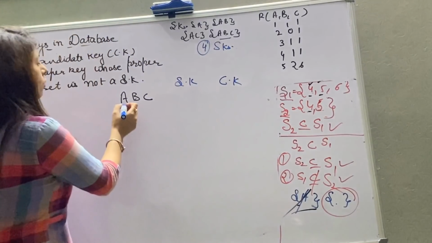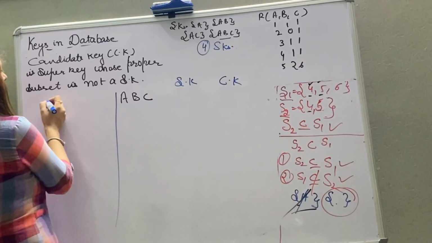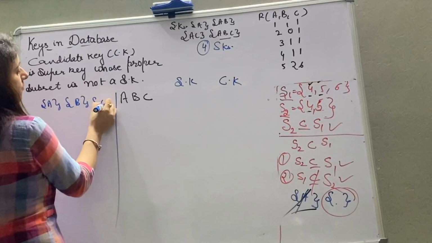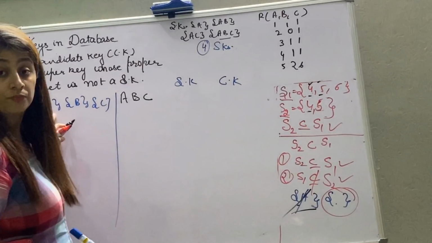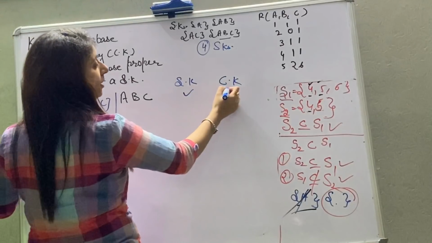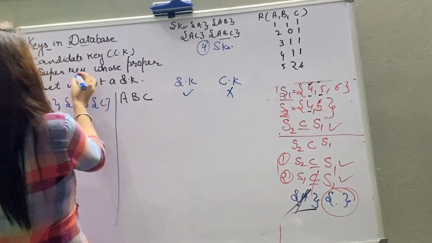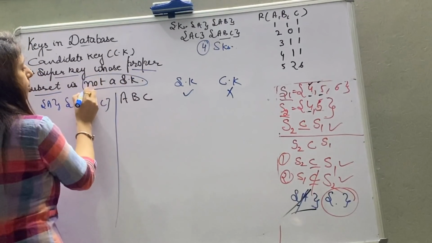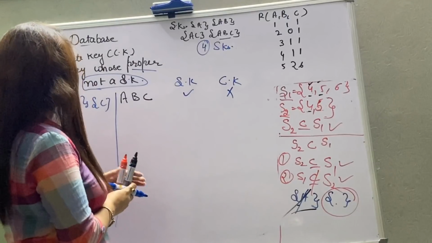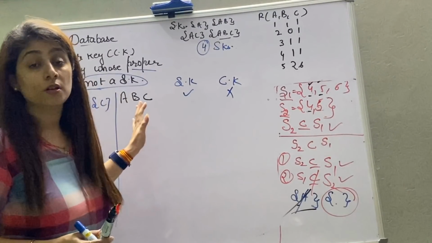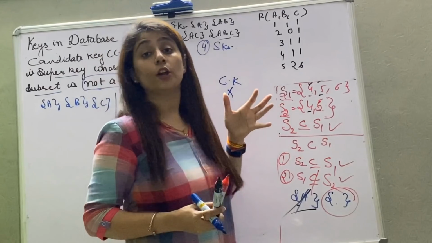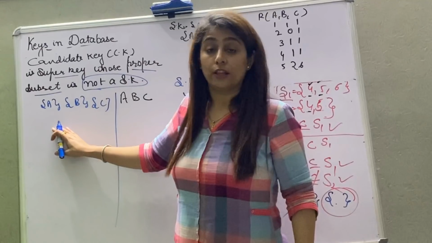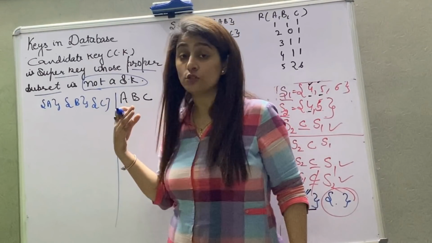So what would be the subset for this? A, B, and C. You can see A is a super key. So this is a super key, but it cannot be the candidate key, because a candidate key is a super key whose proper subset is not a super key. Clear? So if one of the members is, it is not important here that all the sets are super keys. It's not like that.